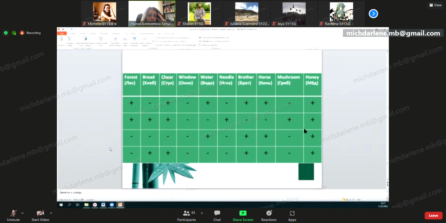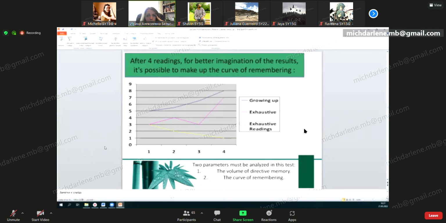This curve of remembering helps us analyze the next parameters. First of all, the volume of directive memory and the curve of remembering. On your screen, you can see an example of this curve, how it can look. Yes, results of growing up, exhaustive readings of these tests. But unfortunately, we don't have so much time today to discuss these curves, but I hope that in the classes we will discuss them with you. What else?